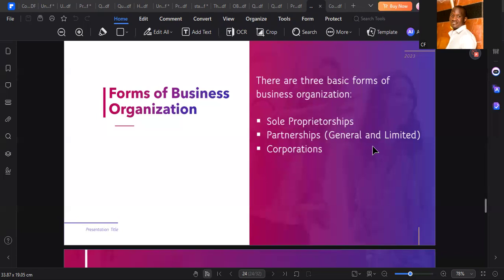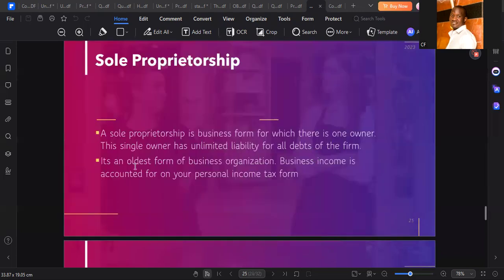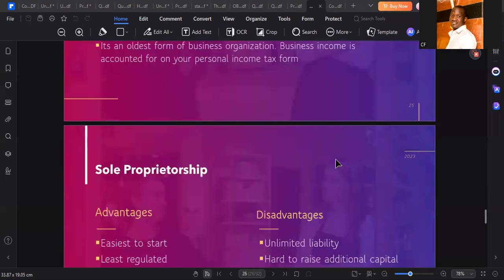The advantage is that they have a larger pool of sources of finance that can emanate from bank loans, the sale of shares, and retained earnings. There are many advantages and disadvantages that you can read about. So this is what I've just talked about.